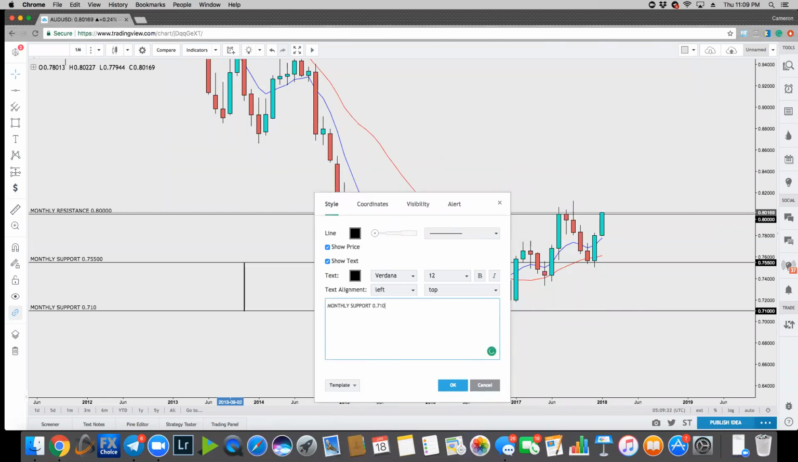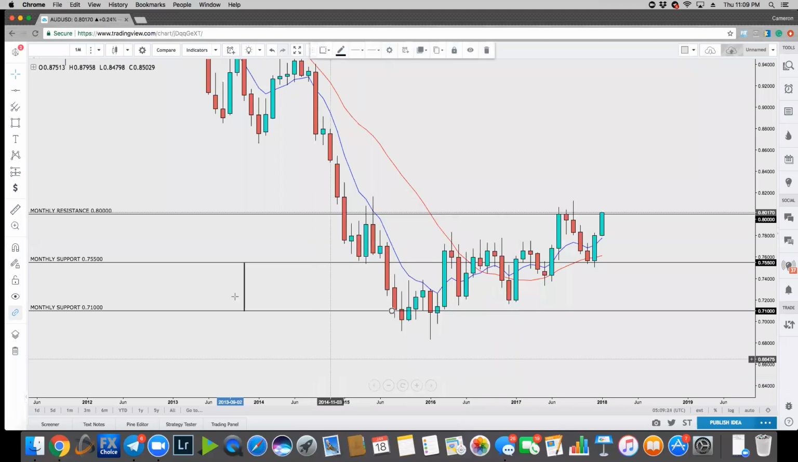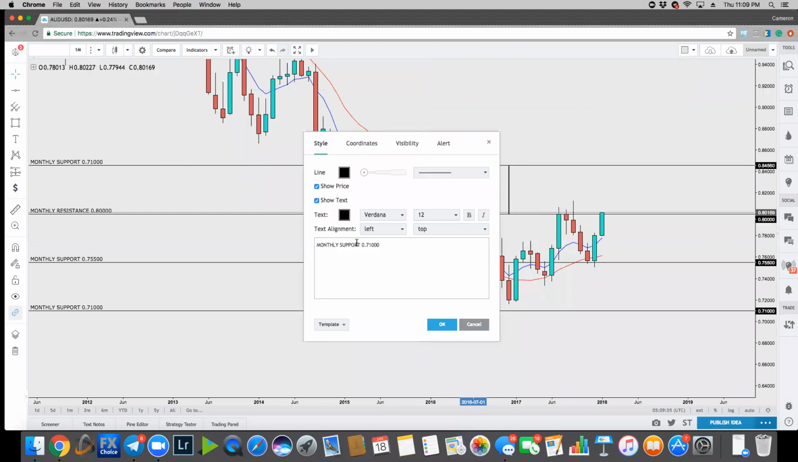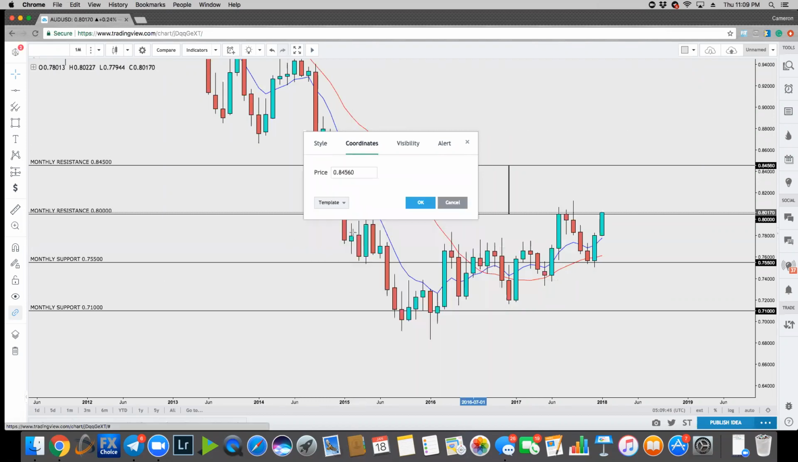So, okay, everyone following? And then what we'll do is find the next monthly resistance area, which we'll do by this. And we'll drop that right there, okay? And that's going to be monthly resistance. And that's going to be around 84,500, okay? 84,500. And going to do that here.